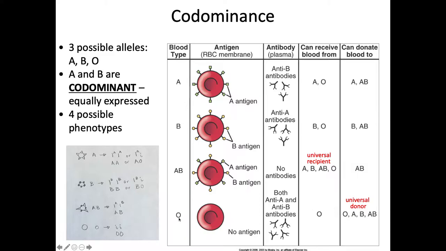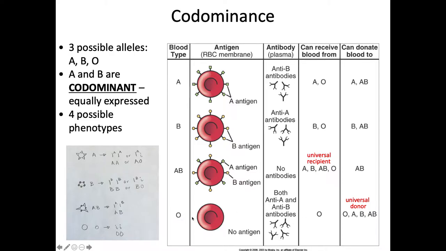Now here, these people who are type O blood are considered universal donors. Since they don't have any antigens, or any carbohydrates on the surface of their red blood cells, there's nothing to attack. So that means that they can donate to everyone. But they can only receive blood from their same kind.